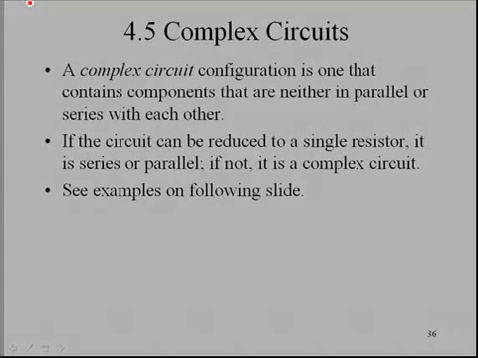Okay, section 4.5. Complex circuits will be the fourth and final type of method for connecting a circuit that we're looking at in chapter 4.